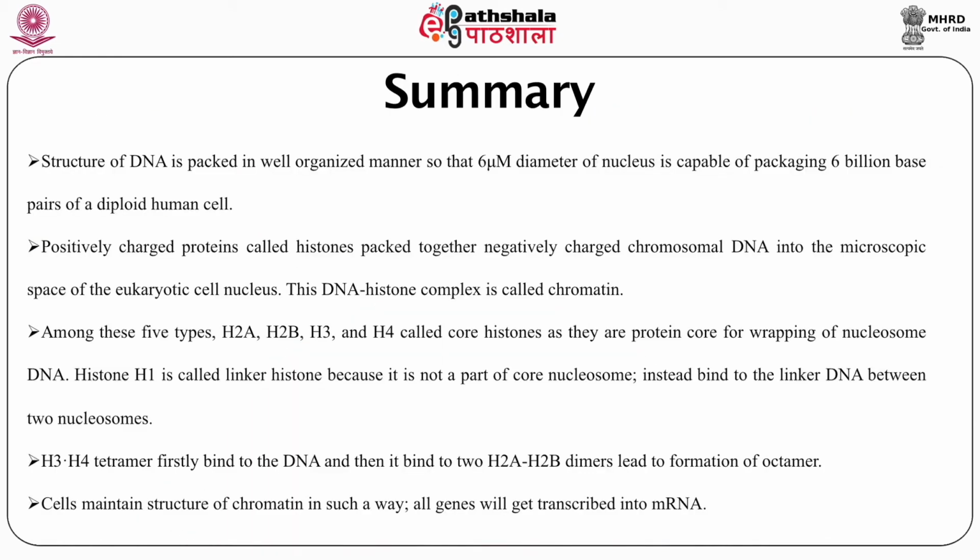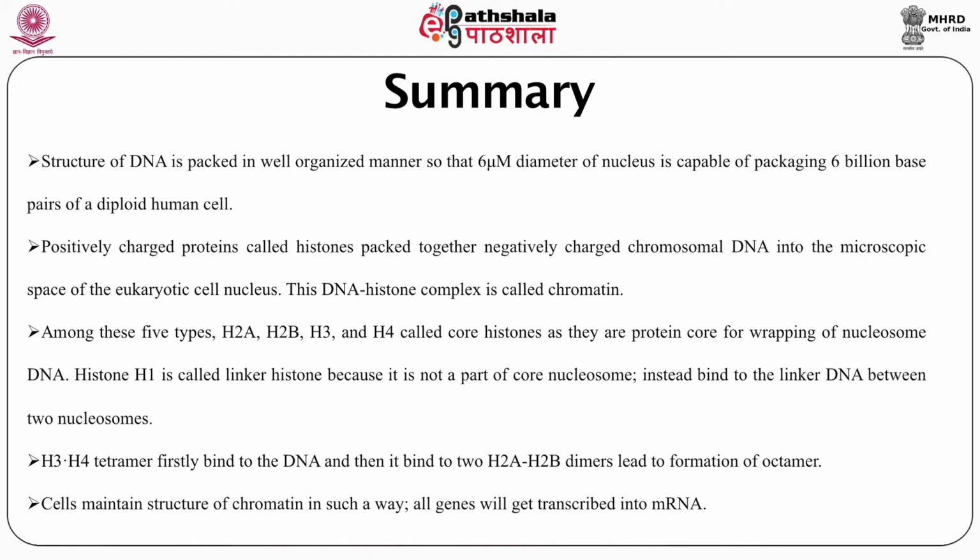Now students, let's summarize what we have learned from this topic. The structure of DNA is packed in a well organized manner so that a 6 to 10 micrometer diameter nucleus is capable of packaging 6 billion base pairs of a diploid human cell. Positively charged proteins, which are known as histones, are packed together with negatively charged chromosomal DNA into a microscopic space of the eukaryotic cell nucleus. This DNA histone complex we generally call chromatin.